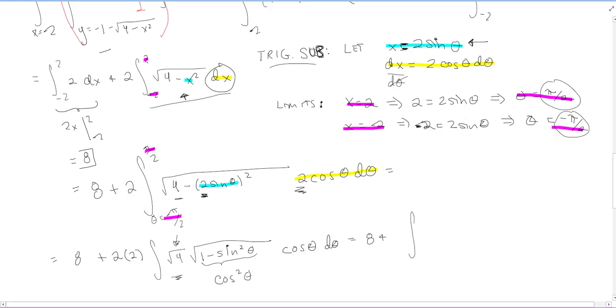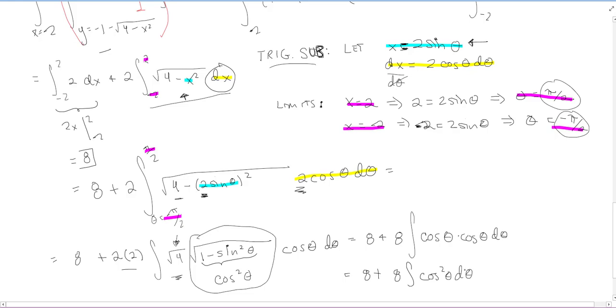Square root of 4 is 2, so this is just going to be another 8, because it's the 4 in the front times this 2. And then right here, this is where I'm focusing, square root of cosine squared is just cosine. So that whole thing just became cosine, and then there was already a cosine in the back, so this is again cosine theta in the back, and so we have 8 plus 8 integral cosine squared theta d theta.